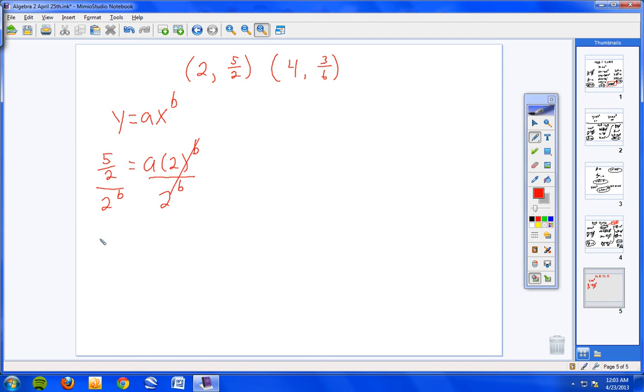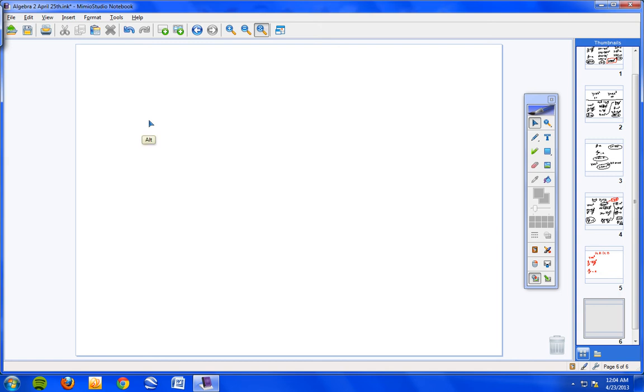And these will cancel. And I'm left with this really weird fraction, 5 over 2 all over 2 to the b equals a. Now I want to tell you something right now. This is not going to cut it, okay? This is not going to work. That's not simplified far enough. So I'm going to go ahead and flip on to another page. I want you to take some side notes here and just kind of watch what to do. It's very important you know how to do this, okay? So, all right, here we go.